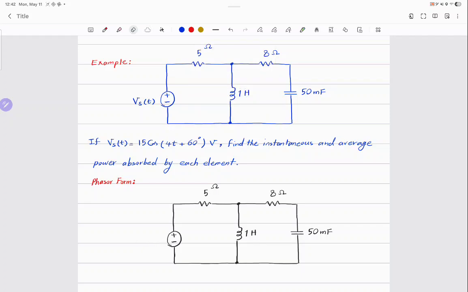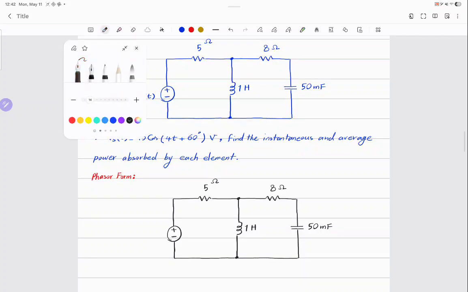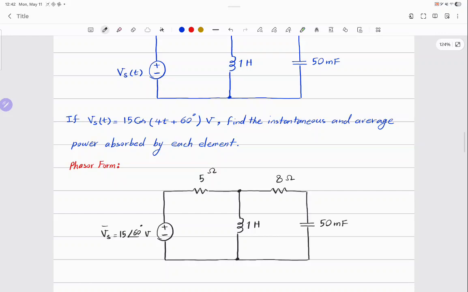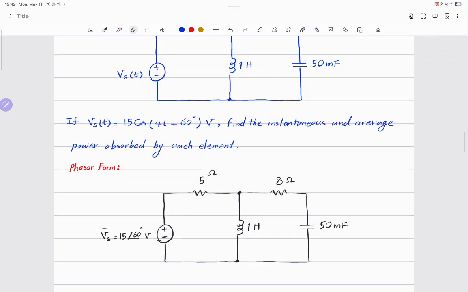So, first, start from Ethan. What is VS bar? Less than 3 seconds. 15 angle 60 degrees volts. Next one, less than 1 second. What's the impedance of 5 ohm? 5 ohm. What's the impedance of 1 Henry? What's the equation?